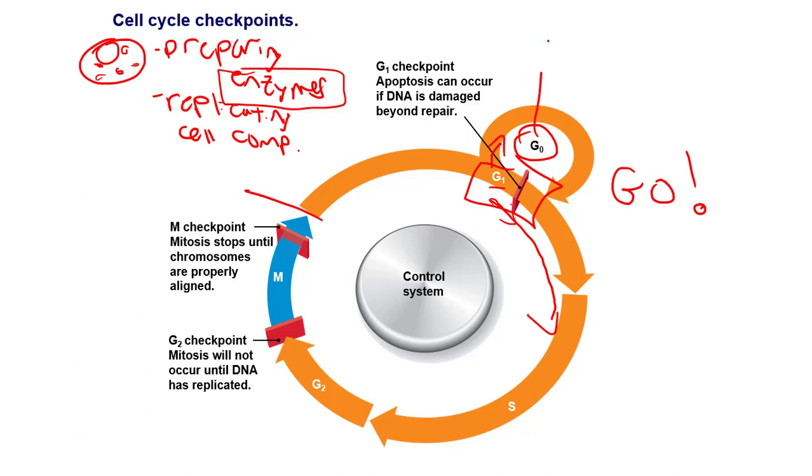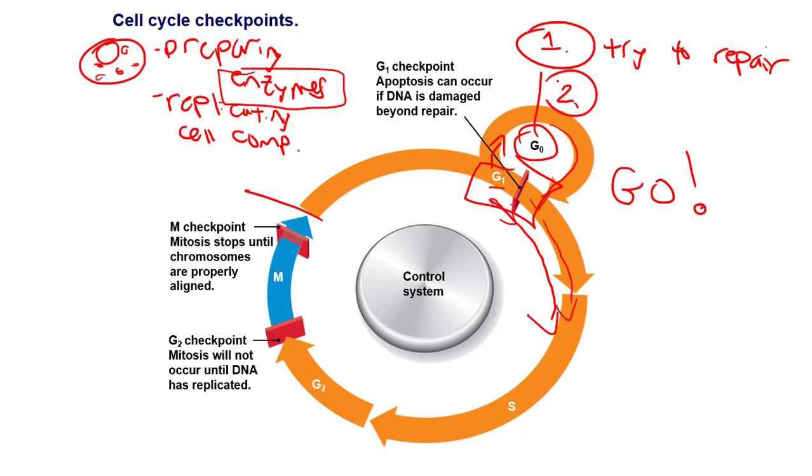In G0, the first thing the cell's going to do is try to repair. It's kind of like if you had a car and it's broken down, you're going to bring it to the car shop to try to repair it. So that's your G0, the car shop. So first, the cell's going to try to repair itself. If it can repair, it can leave G0, go back into G1, and proceed onto S.